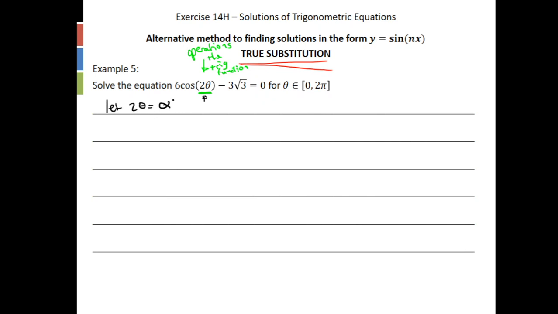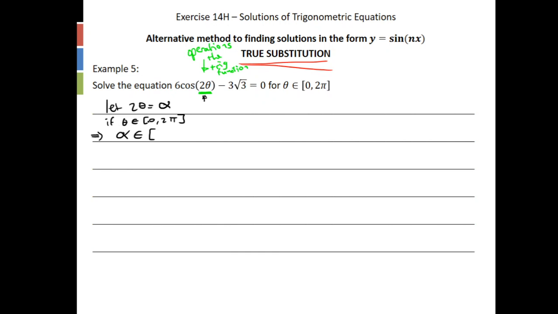And from there, if theta needs to be in the domain 0 to 2 pi, it follows that alpha must be an element of, and this is sort of like the previous method where we had a working domain, applied domain, or true domain and working domain. This is just making it more concrete and rigorous, I guess you could say.